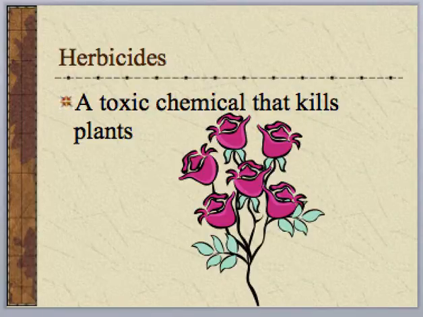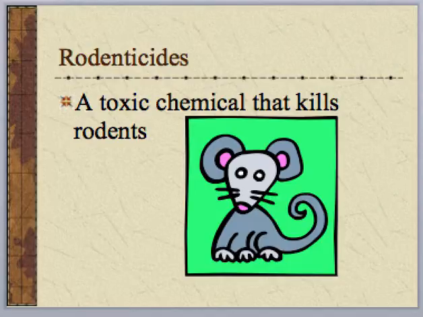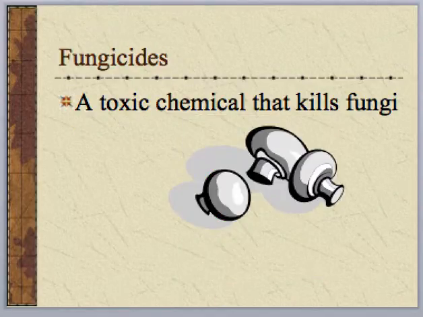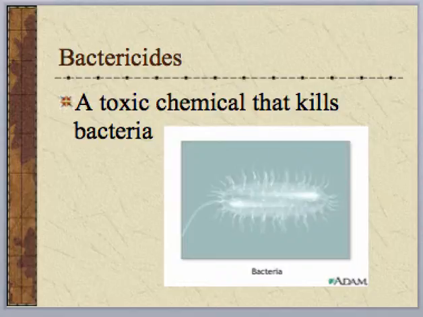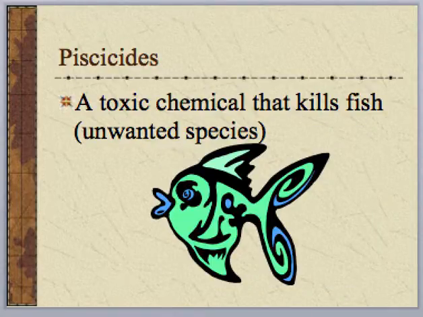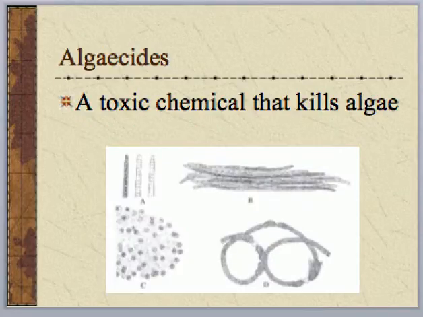We have herbicides. These are dealing with plants. Rodenticides. These are toxics for rodents. Fungicides. Nematicides, pardon me, a toxic chemical for nematodes or roundworms. You have bactericides that kill bacteria, pesticides for unwanted species, and I'm not sure if I went through algicides, that's another one.